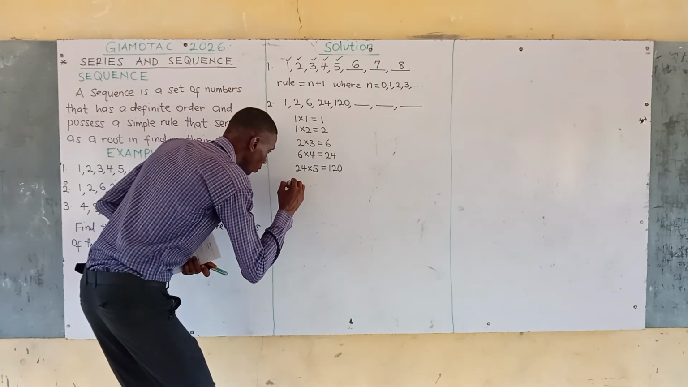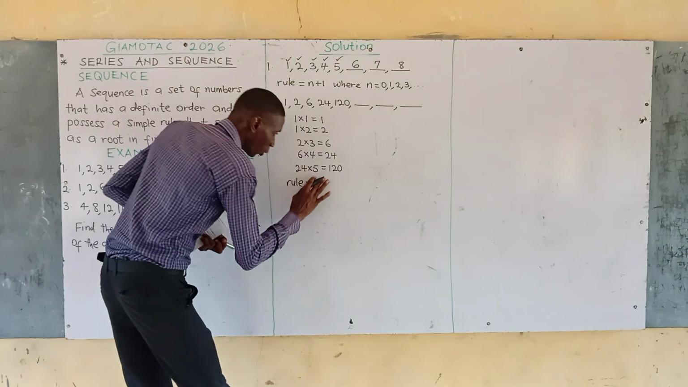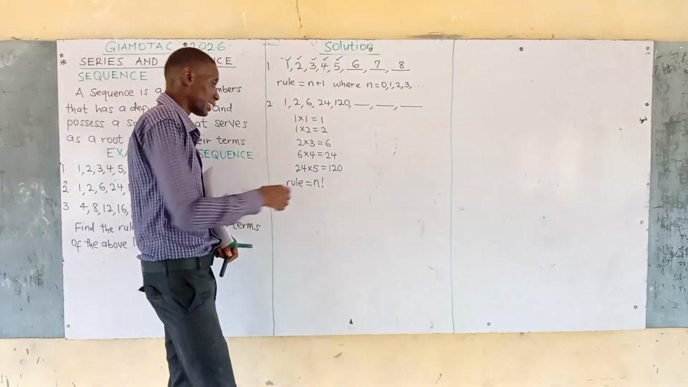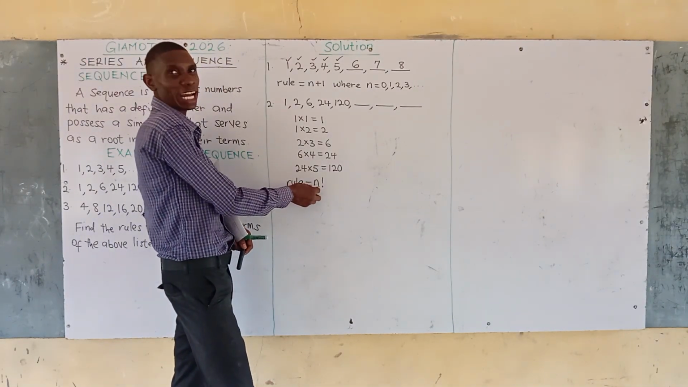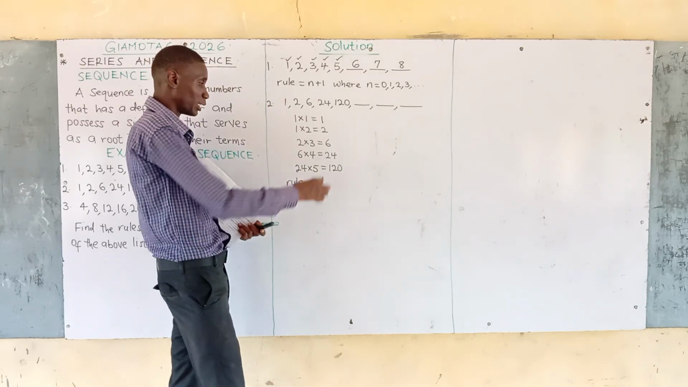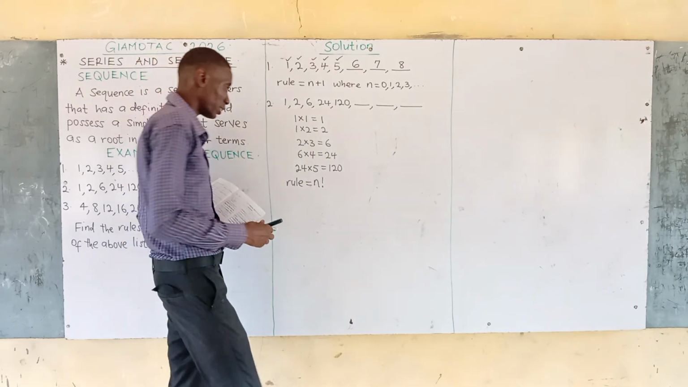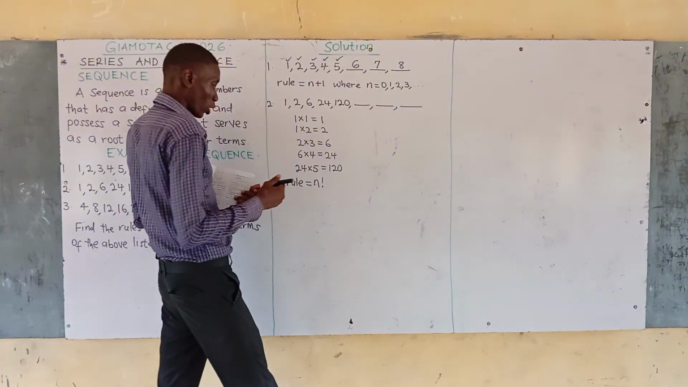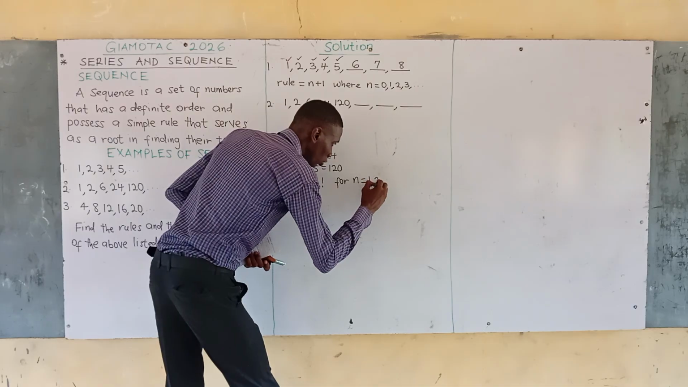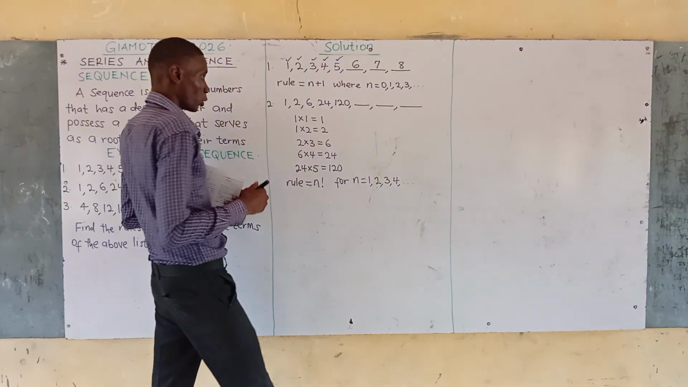This implies that our rule is going to give us n factorial. What is the meaning of n factorial? N factorial means that any number that n is standing for will be multiplied in descending order. That is the meaning of factorial. Multiply it in descending order. Are we getting it? So that is where our rule is coming from, for n is equals to 1, 2, 3, 4, and so on. That is how we get our formula.